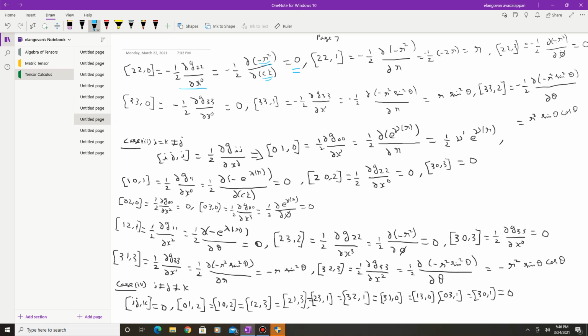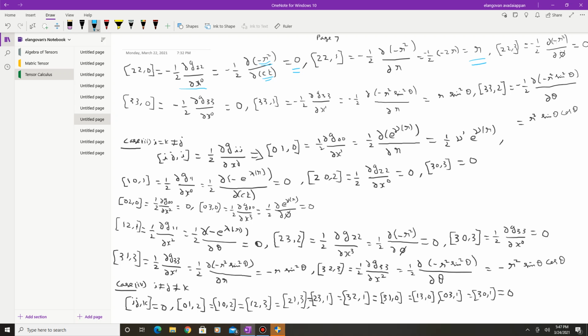2 2 comma 1, here minus half d by dr of minus r square. So it can be differentiated. Once you differentiate, you will get this. So this is a non-vanishing value. 2 2 3. 2 2 2 we are not considering, only k must be different.